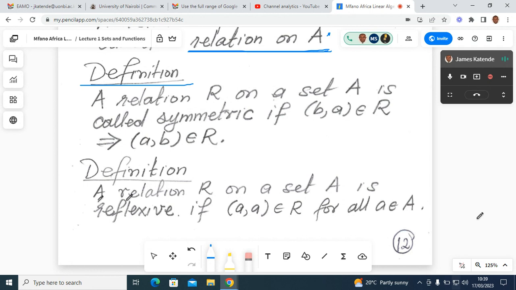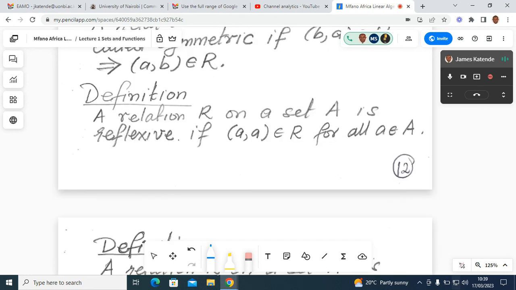we continue. A relation R on a set A. These are some properties a relation may have if you have a relation on a set. So the first property of the relation is reflexive, the one we look at. This means that each element is related to itself, so that means (a, a) is in R for all a in A.